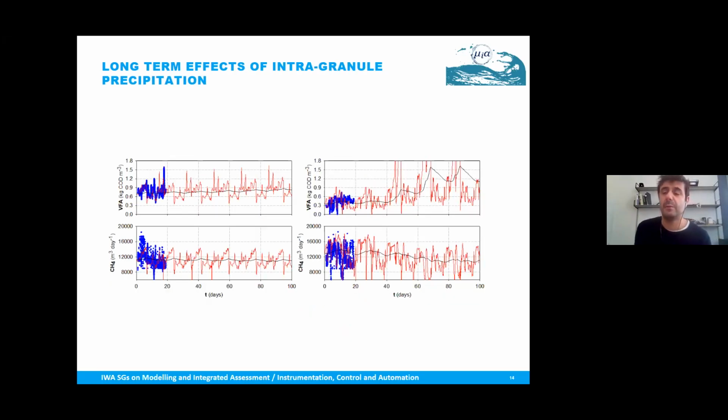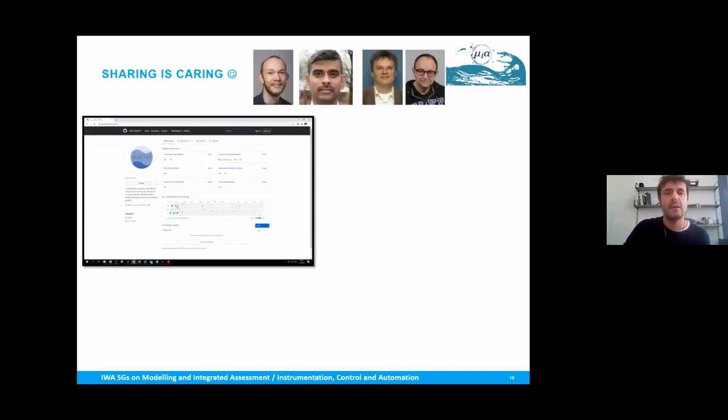And then we used the model as well to evaluate the long-term effects of intergranular precipitation. Because it was an industrial plant, we assessed, for example, the impact of using a very alkaline stream in the anaerobic digester. What we found out is that we had formation of precipitates in the granules, and they could be competing for the space. And at the end, we had a catastrophic event in that digester, basically accumulation of VFAs and a reduction of the methane.